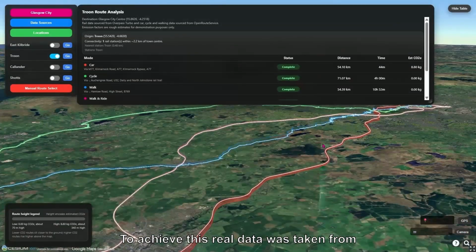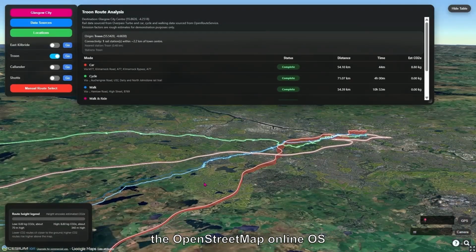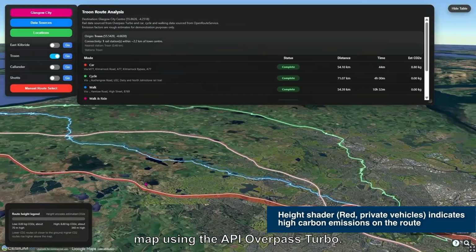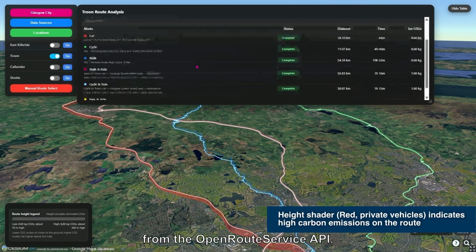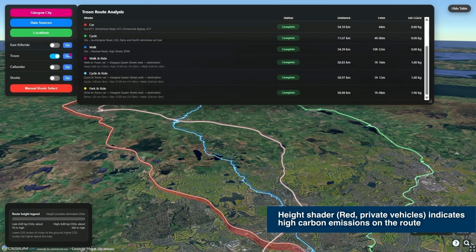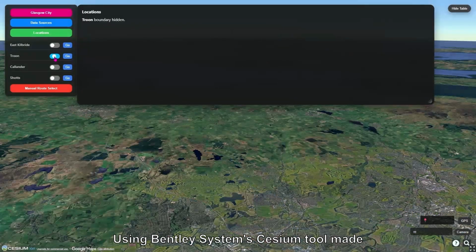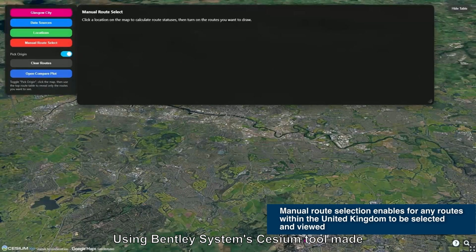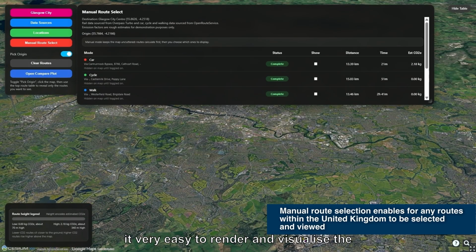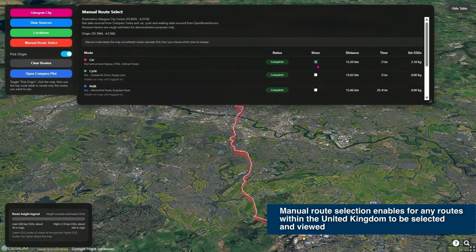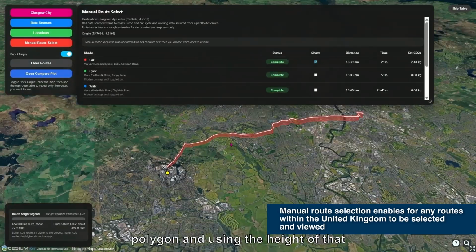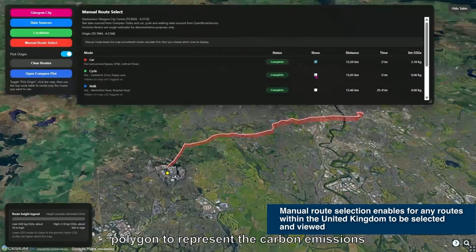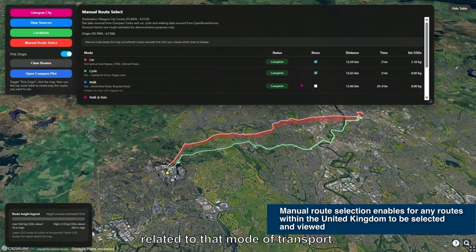To achieve this, rail data was taken from the OpenStreetMap online OS map using the API Overpass Turbo. The rest of the non-rail data was taken from the Open Route Service API. Using Bentley Systems' Cesium tool made it very easy to render and visualise the metrics we were looking for. This included visualising the route as a polygon and using the height of that polygon to represent the carbon emissions related to that mode of transport.